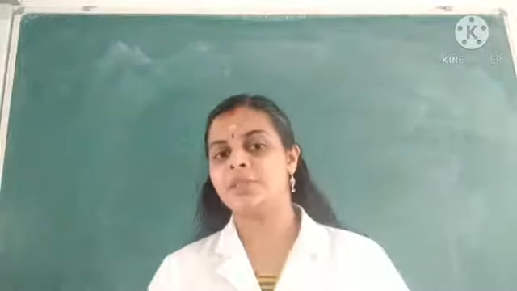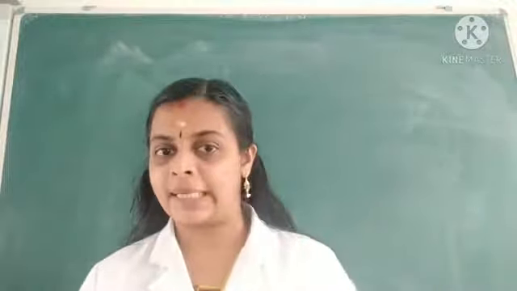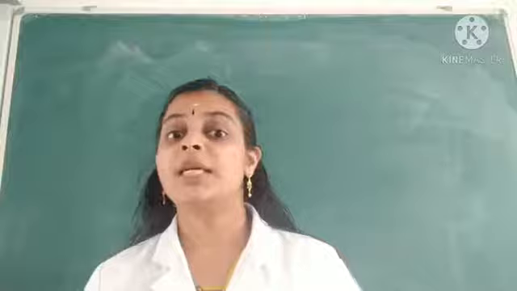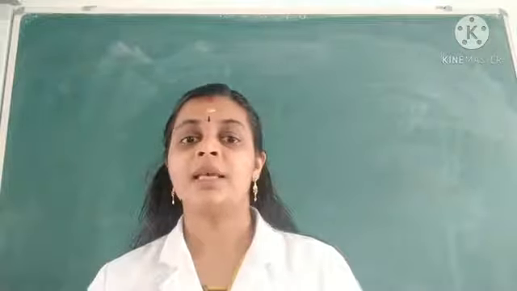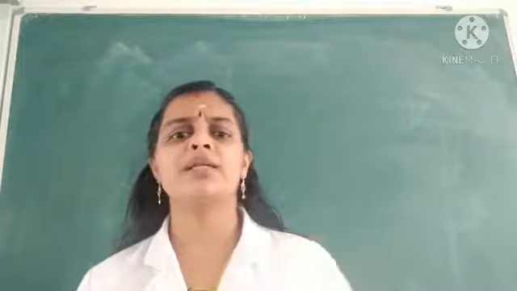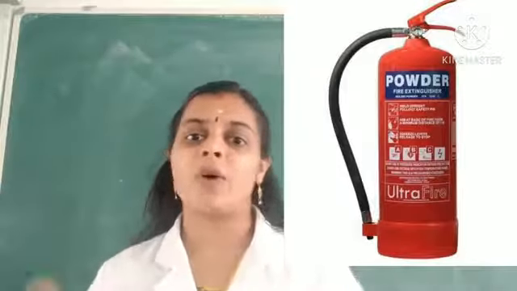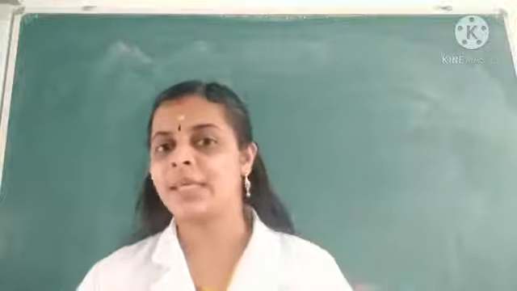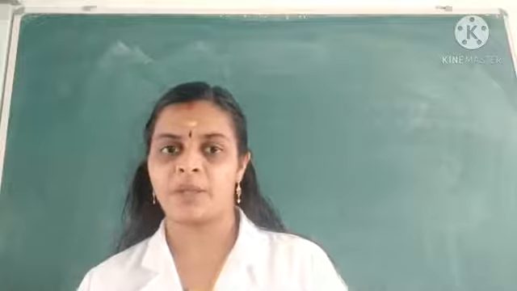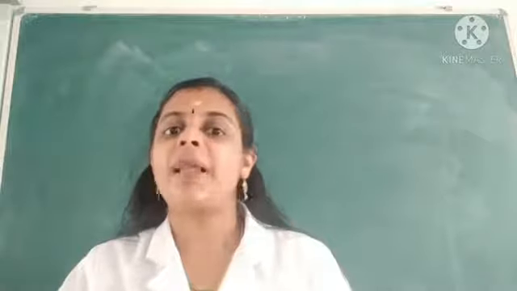In that situation, in the case of electrical equipment and oils and petrol, we can use carbon dioxide as a fire extinguisher. I think you may have seen in schools, factories, institutions, shops, these carbon dioxide cylinders. When electrical equipment catches fire, we spray carbon dioxide gas. So, it covers the fire like a blanket.